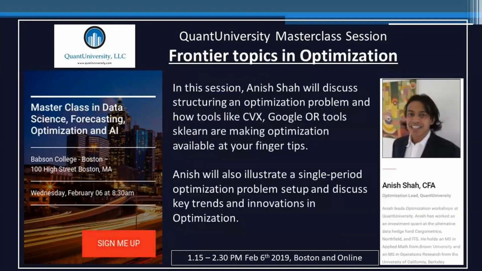And then Anish Shah, who's been working on optimization for a really long time, is going to be talking about frontier topics in optimization. There's a lot of confluence between traditional optimization and machine learning. So he's going to bring both of them together and talk about some of the problems in the space and how the various tools which are available nowadays could be utilized for building optimization solutions.